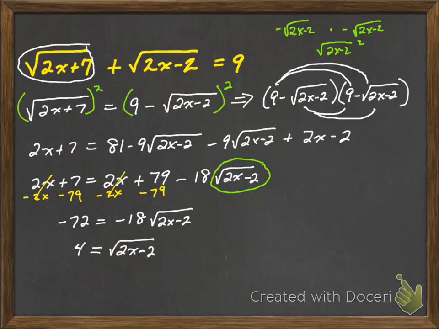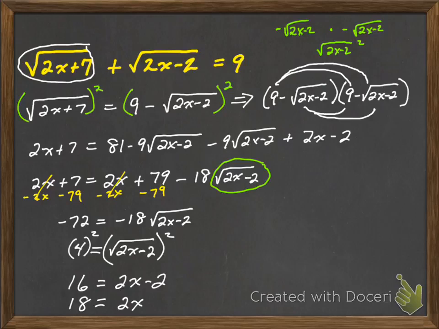All right, next step is we need to square both sides of our equation, which will give us 16 equals 2x minus 2. Adding 2 will give us 2x equals 18, and dividing will give us x is equal to 9. All right, so that was a lot of algebra to get this x equals 9. Let's see if that is a valid solution by checking our answer.